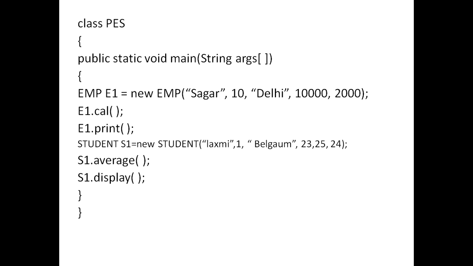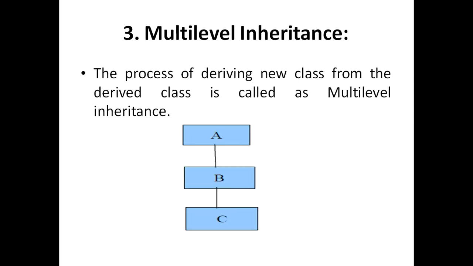While creating the object S1, we have passed the name of the student, ID of the student, address, and marks obtained in the 3 subjects, and then we have called the average and the display functions. Based on that, accordingly, you will get the output of the program.